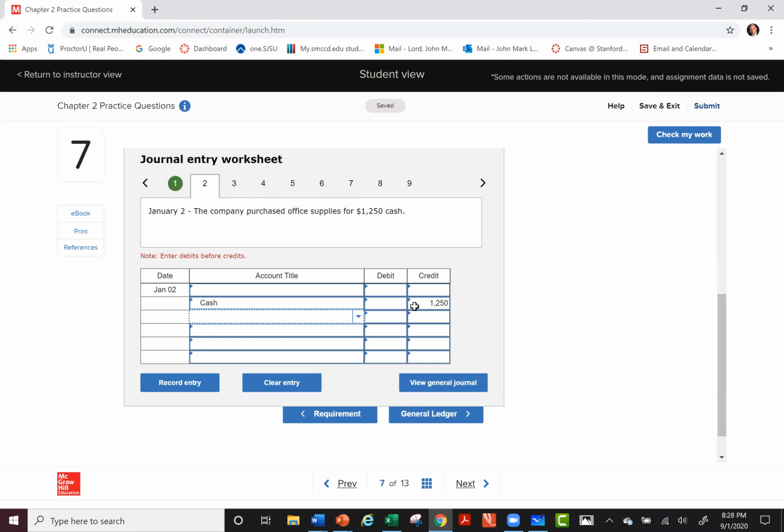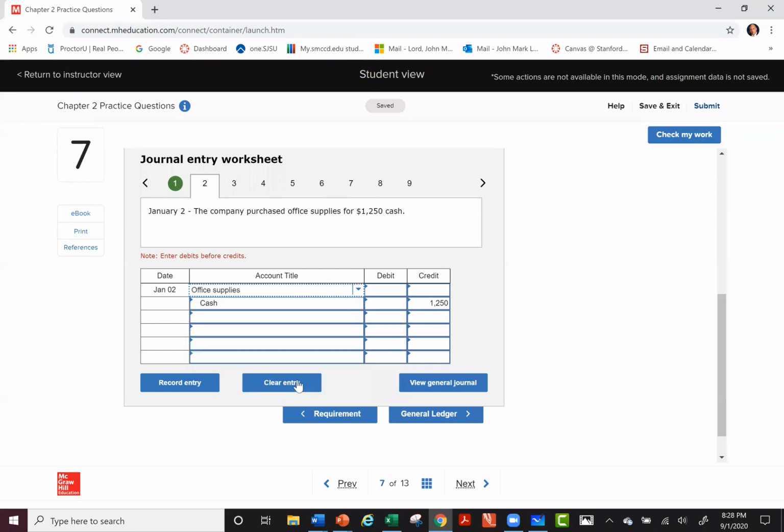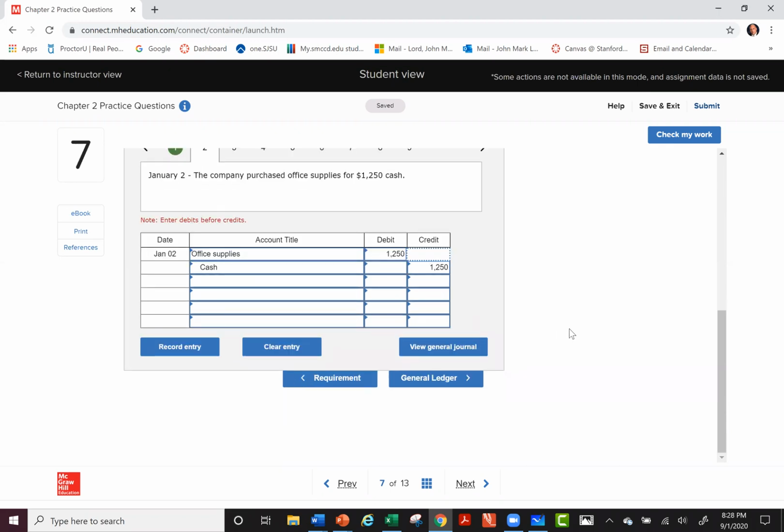If you understand, okay, cash, of course, it frees up some thinking space. Of course, the debit, if I purchase supplies, has to go to what? How about office supplies? Is that an asset? Yes. Good. To increase it, I debit it. I go ahead and stick that in there. I have to record the entry.